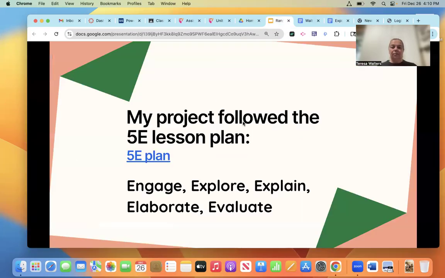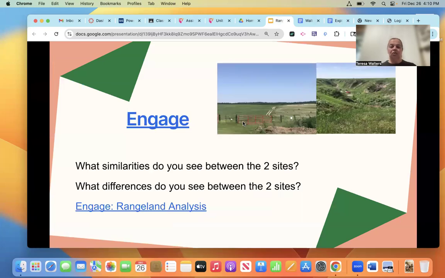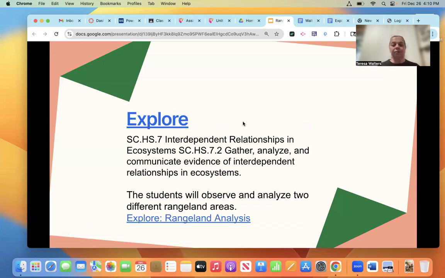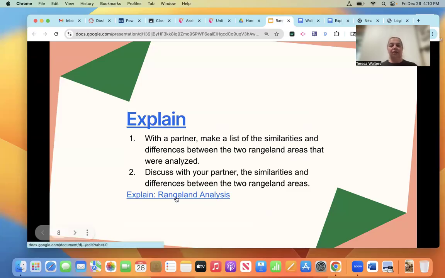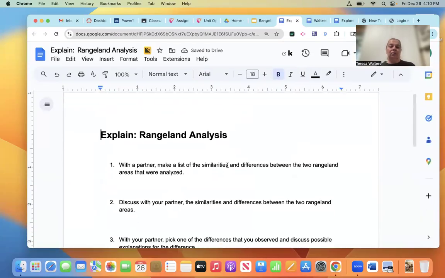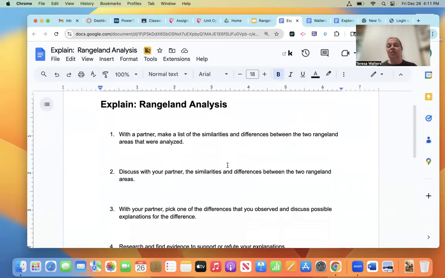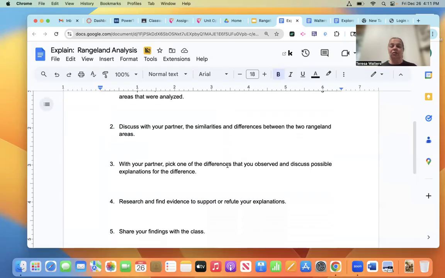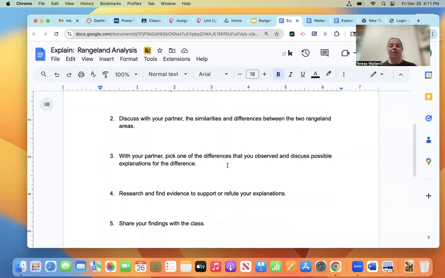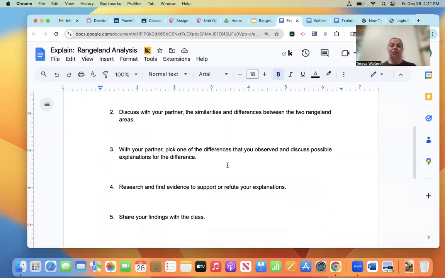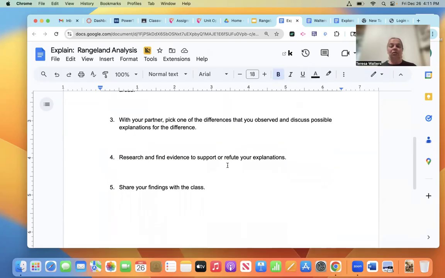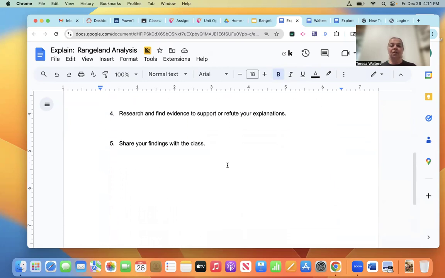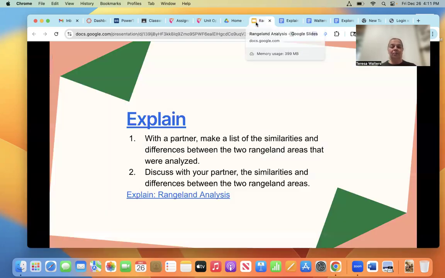So then back to my slideshow, we did the engage. I showed you that. We did the explore. I showed you the document for that. And then the explain one, the partners made a list of the similarities and differences between the two rangeland areas that were analyzed. They discussed those similarities and differences, and then they picked one difference they observed and discussed possible explanations. And then they did some research and found some evidence to support or refute their explanation. And then they shared the findings with the class.